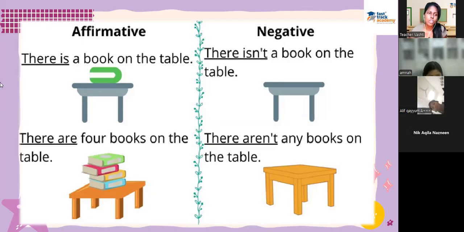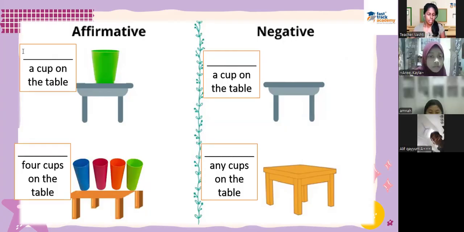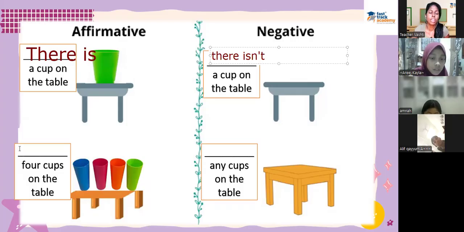Okay? So let's see. A cup on the table. What should I use? There is or there are? There is a cup on the table. All right, very good. How about if there is no cup on the table? What should I write? There isn't a cup on the table. Okay, there isn't. And how about if there are many? There are 4 cups on the table.